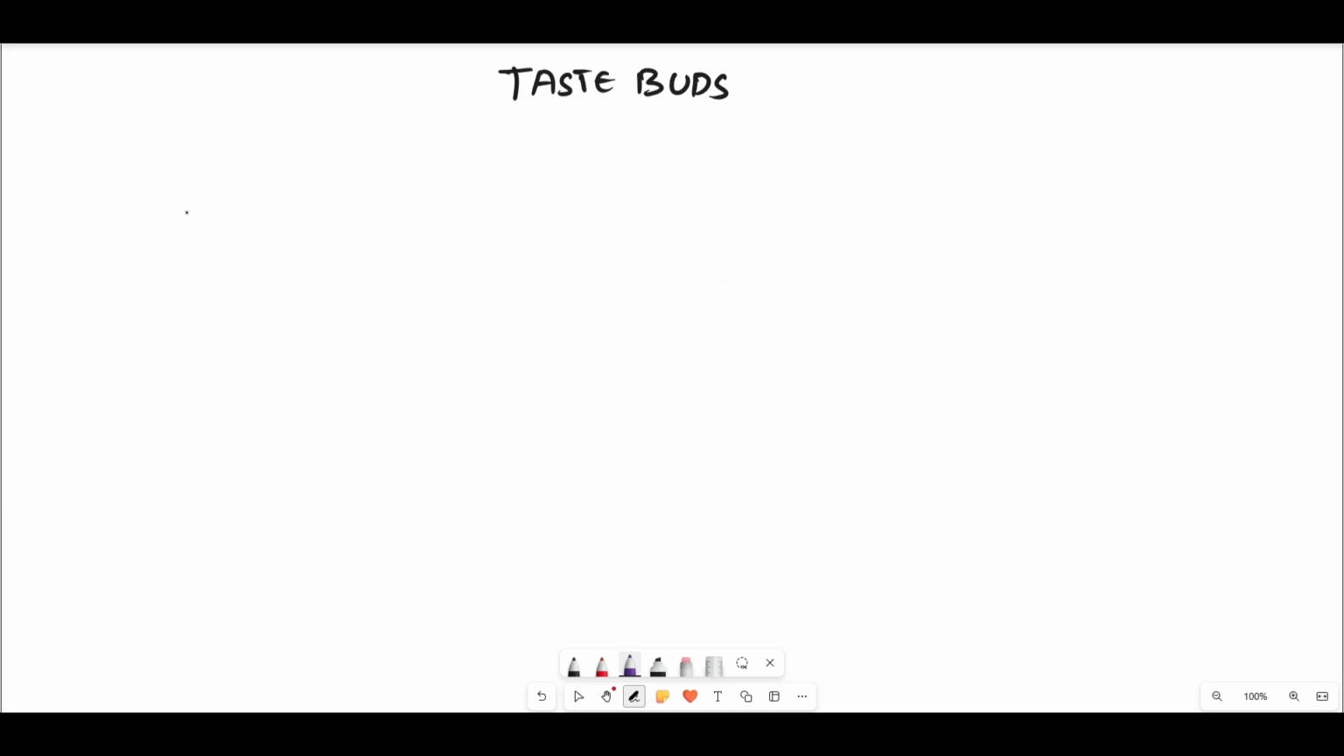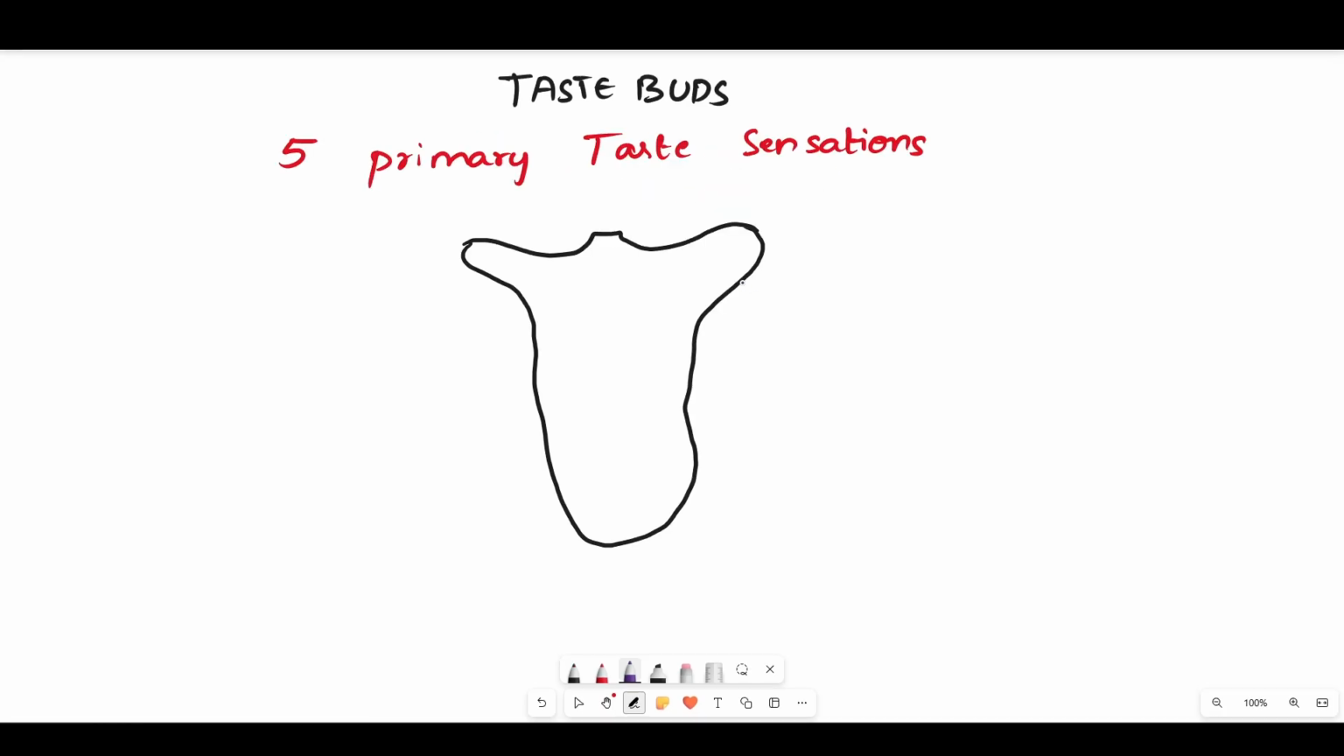Along with the three types of papillae, the taste buds also have three types of cells: supporting cells, gustatory cells, and basal cells. The taste buds have five primary taste sensations.